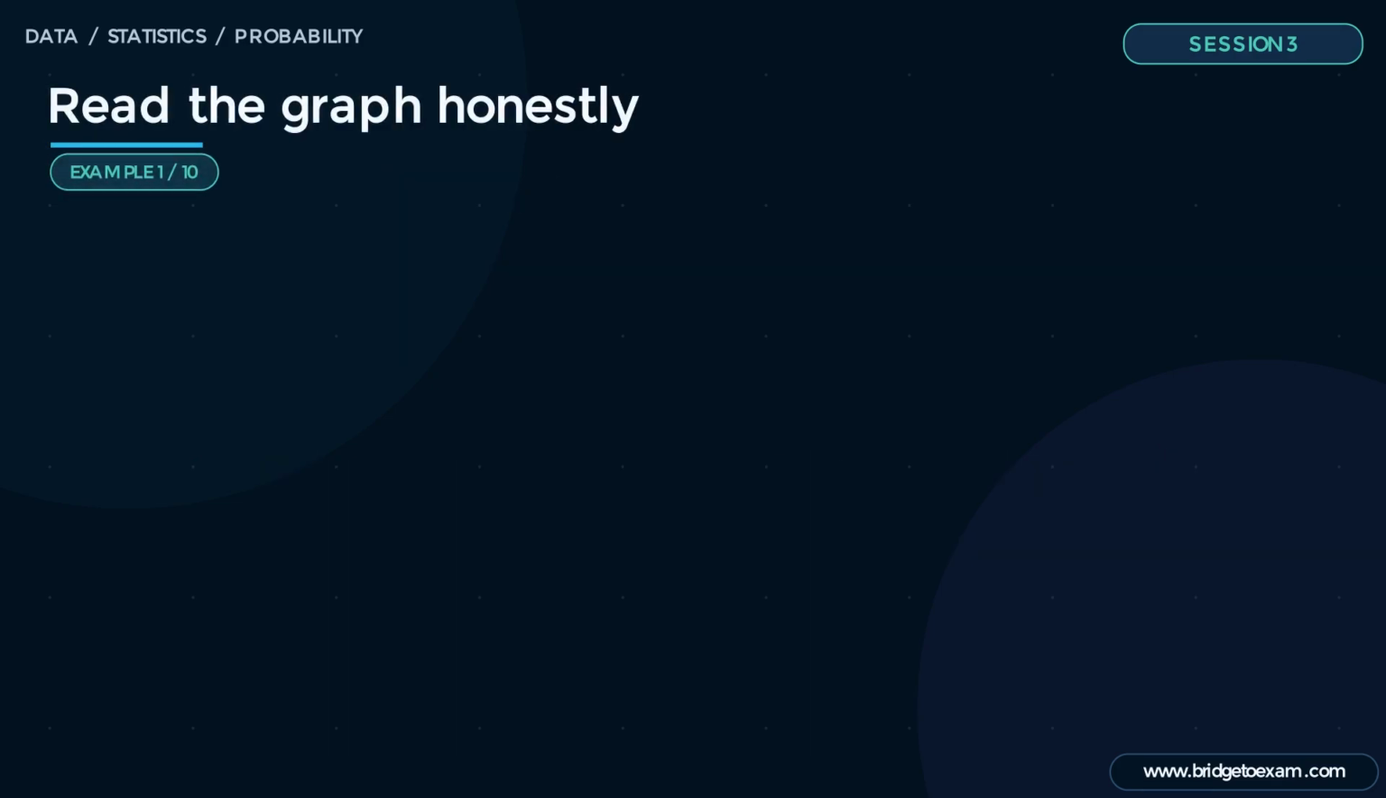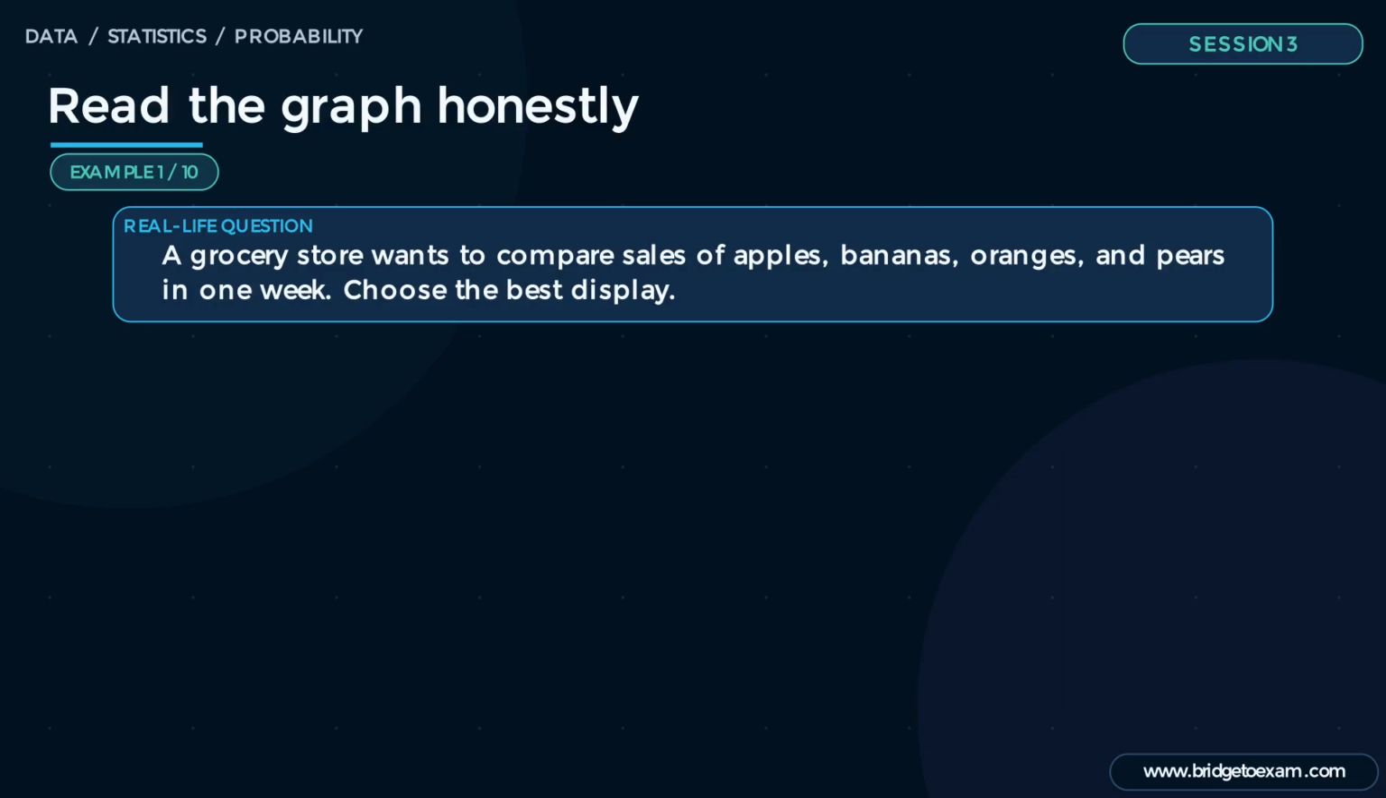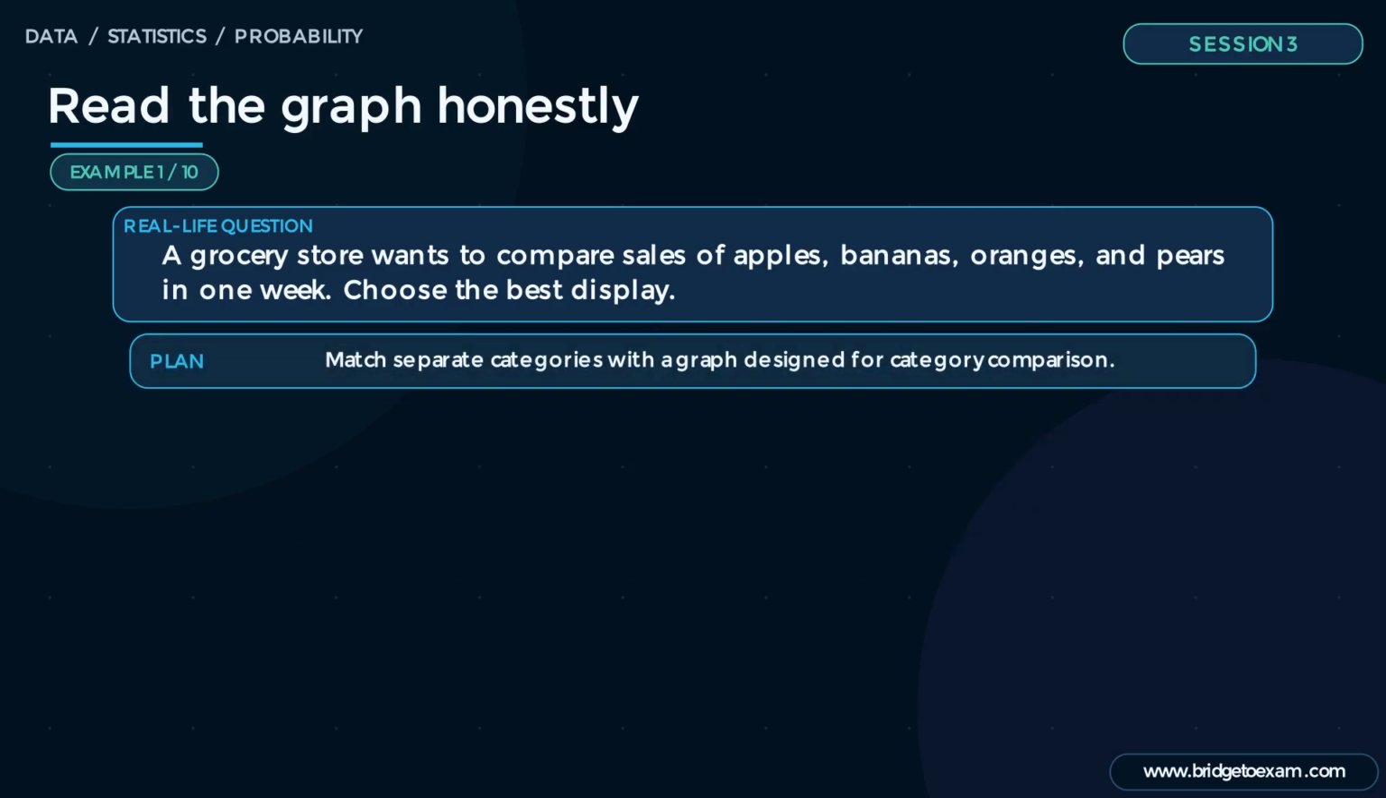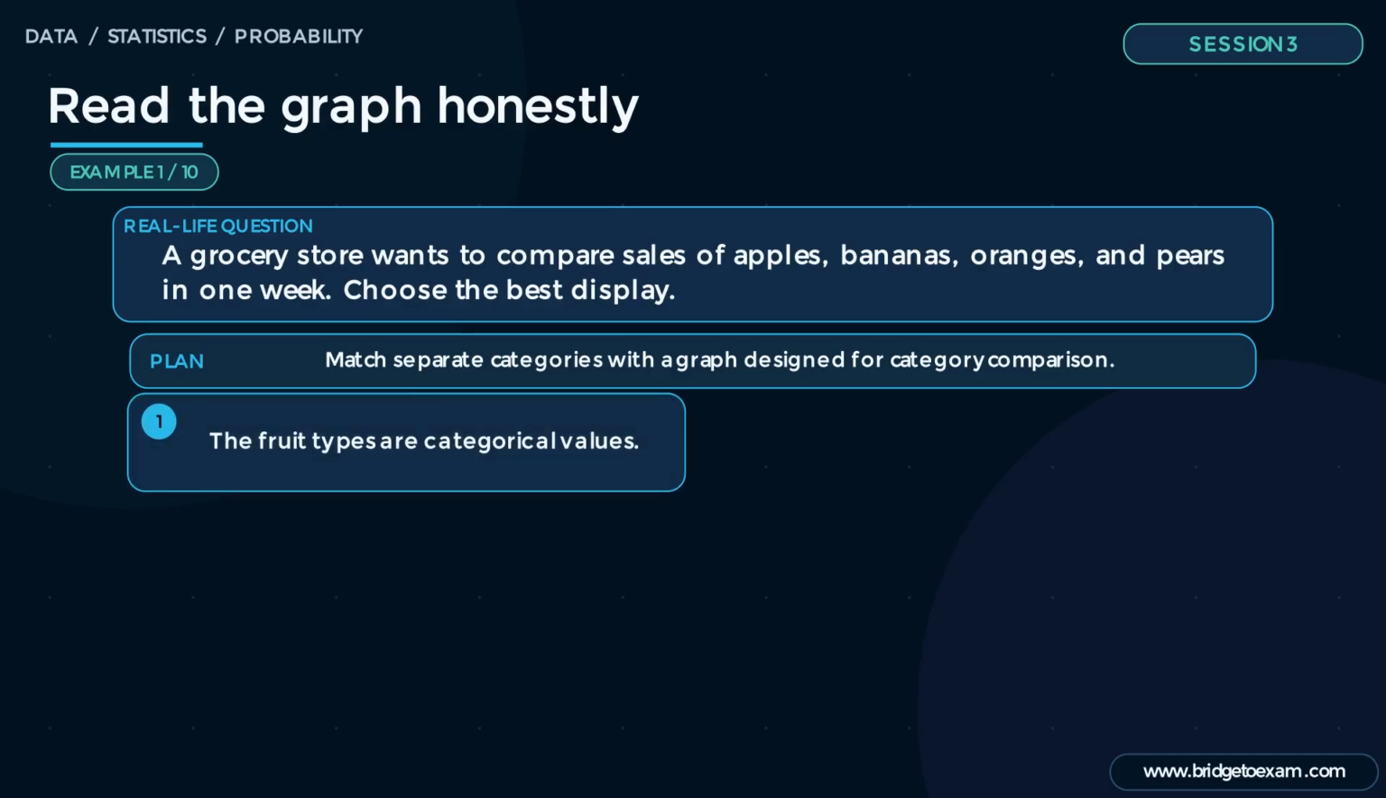Example 1. A grocery store wants to compare sales of apples, bananas, oranges, and pears in 1 week. Choose the best display. Plan. Match separate categories with a graph designed for category comparison. Step 1. The fruit types are categorical values. Step 2. The goal is to compare one count or amount across categories.